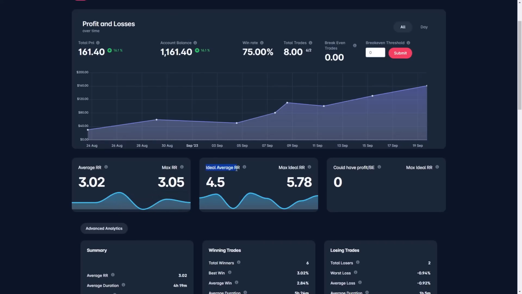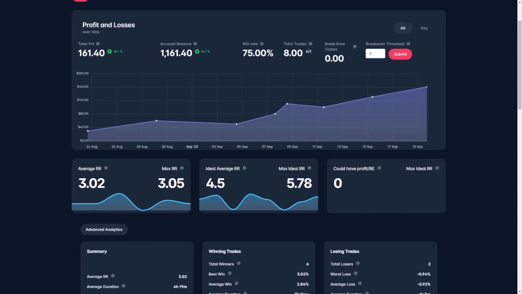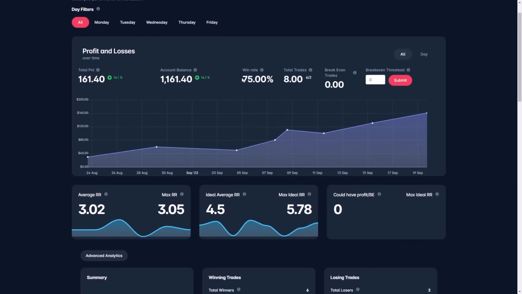Then the ideal average reward to risk is 4.5, and you see how a lot of the time price goes to more than 5.78. The win rate for this strategy is 75%, but this is obviously not enough, because we only had 8 trades, 6 winners and 2 losers. The main purpose of this video is to practice this strategy with all of you, instead of just saying, oh, this is a strategy with a 75% win rate. That's not the main purpose. The main purpose is to practice this, show you how I think, and we all practice things together.